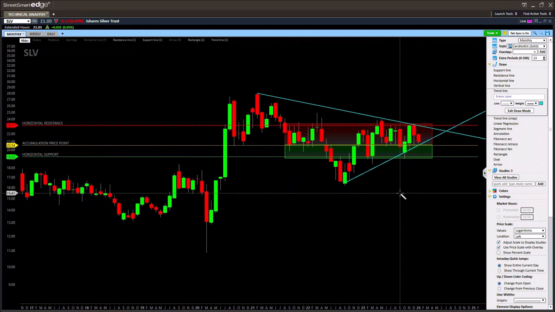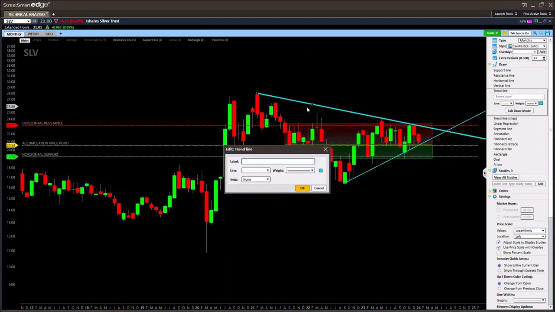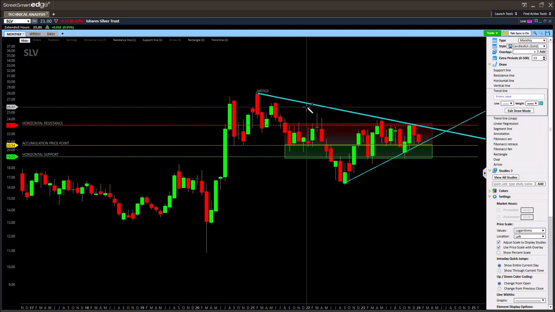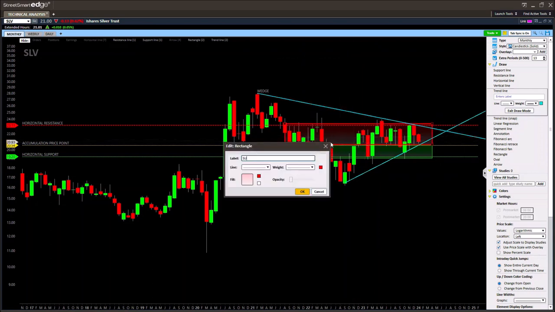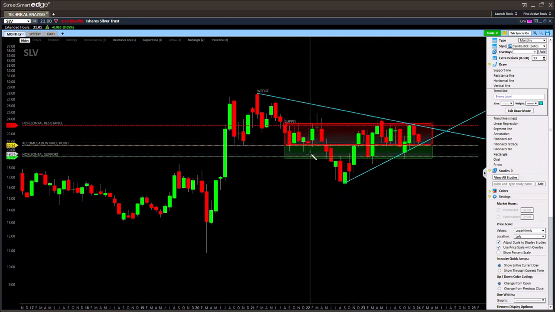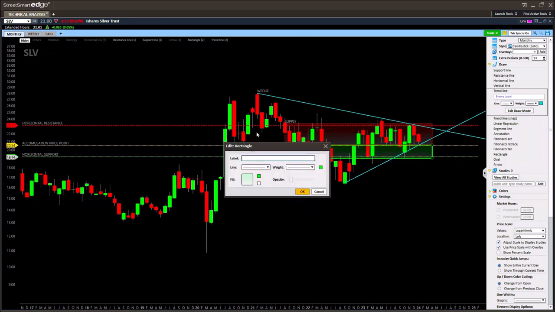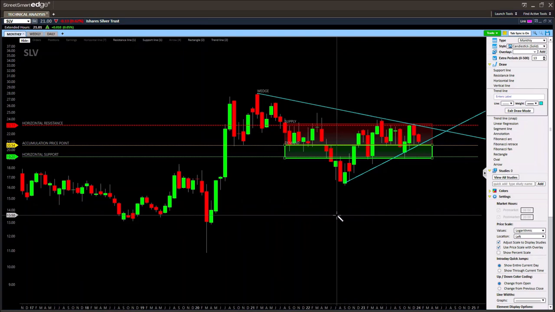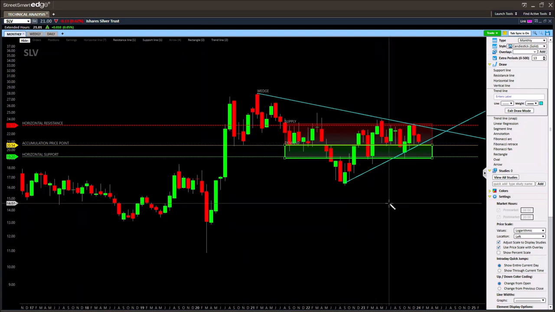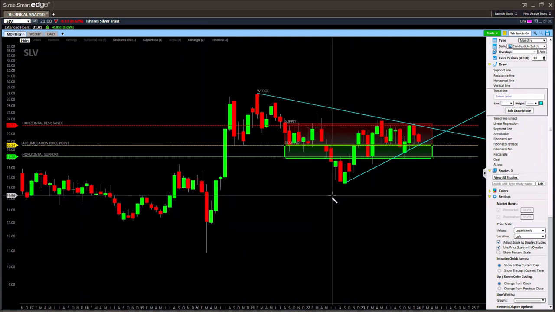Now the next step is, and if you really want to, I don't label it, but you can label it and just say wedge. And you can label these supply. I should be doing this more. I don't do it anymore because I can just tell by looking at it and know what's going on. But yeah, so there you go. Just for you guys, just to give you the visual.